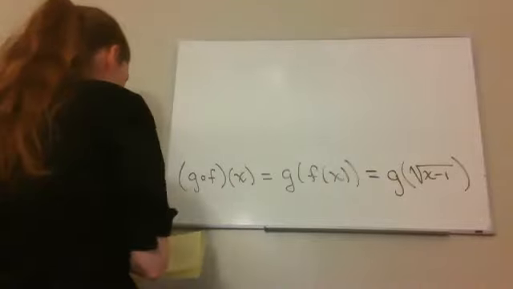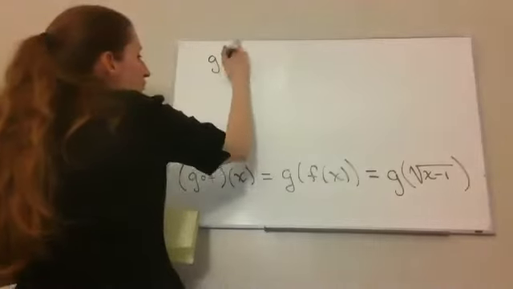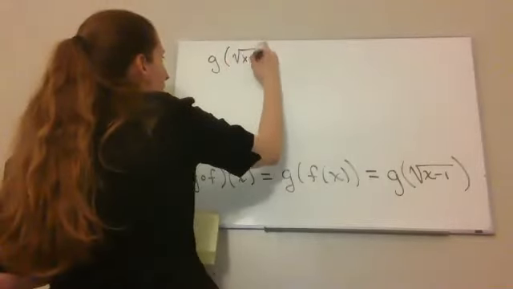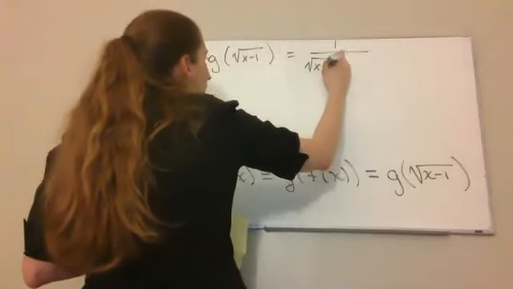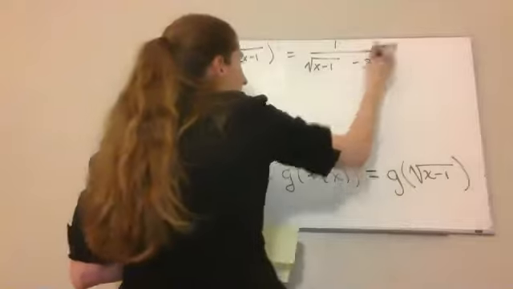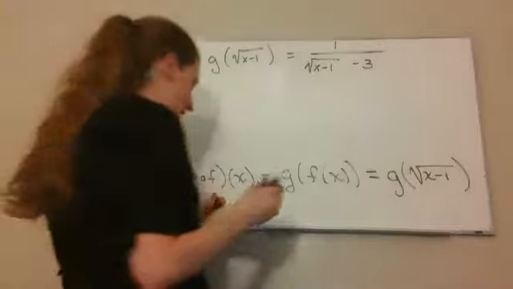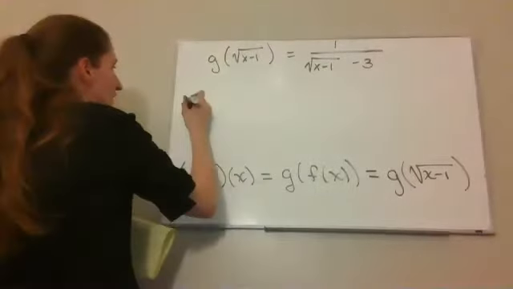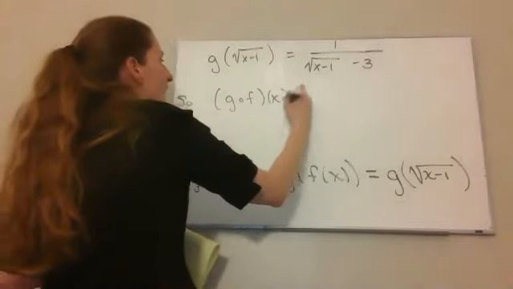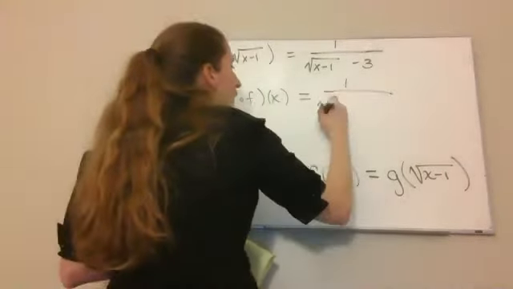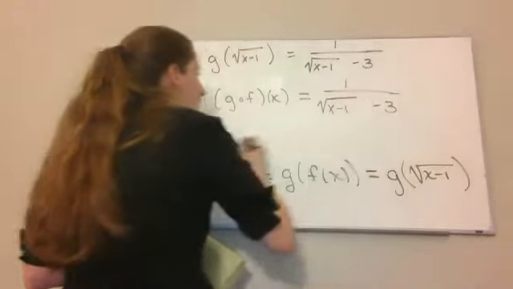So my function g was equal to 1 over x minus 3. So g of the square root of x minus 1 is 1 over square root of x minus 1 minus 3. And that is my function, the composition of g and f. So g of f of x is equal to this 1 over square root x minus 1 minus 3, on the outside of the root.